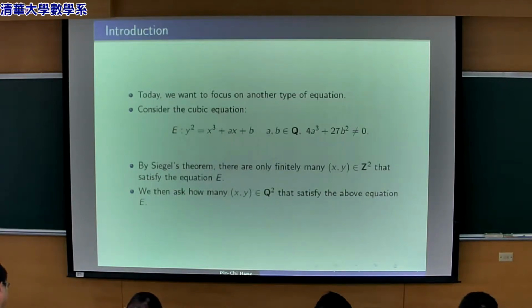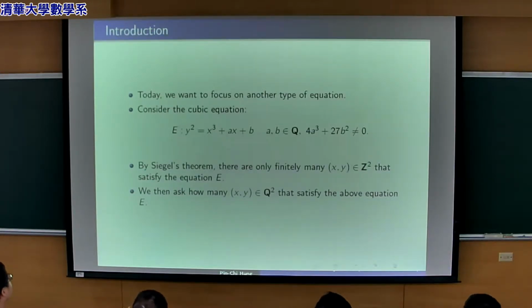Later on, we would like to ask another question: how many rational solutions are there? Since the integral solutions are finite, we want to enlarge the solution space. We allow x and y to be rationals. So we ask how many rational solutions this equation has. Infinite or finite? If finite, how many of them?